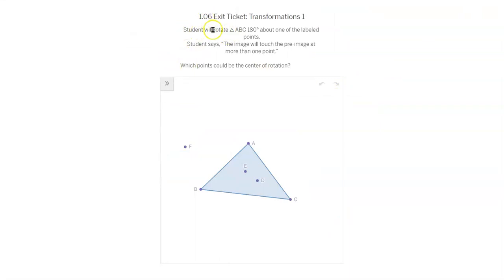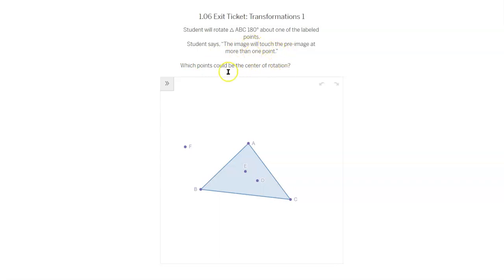Next, students will rotate a triangle. Here you've got triangle A, B, C, 180 degrees about one of the labeled points. Okay, so we've got quite a few labeled points here. We have A, B, C, D, E, and F. The student says the image will touch the pre-image at more than one point. Okay, which points could be the center of rotation?